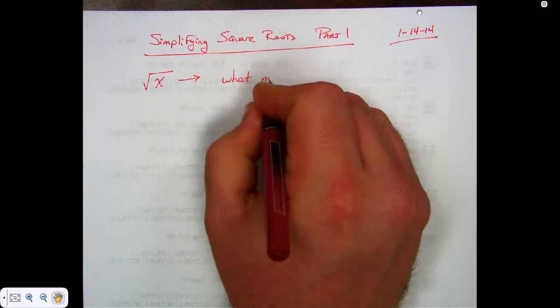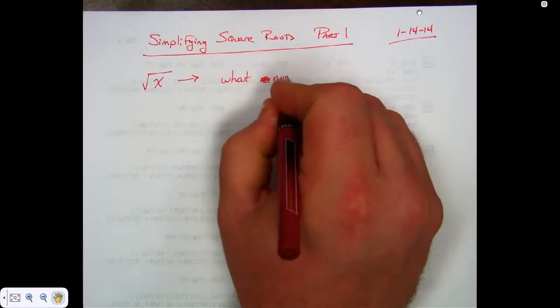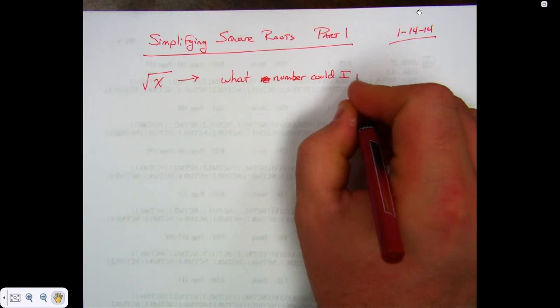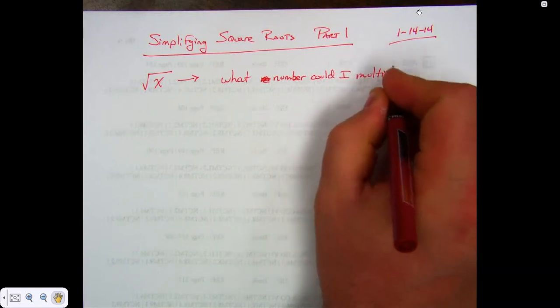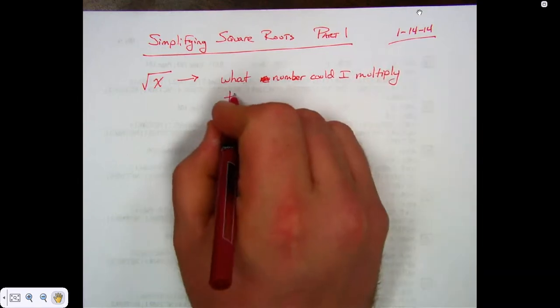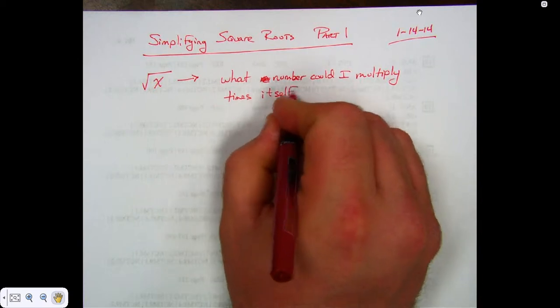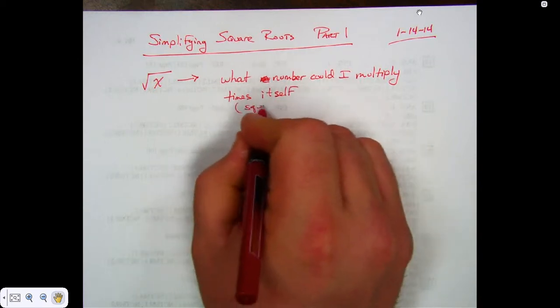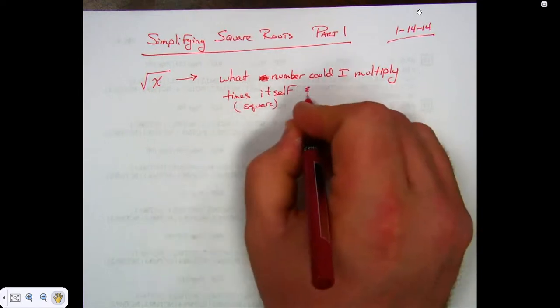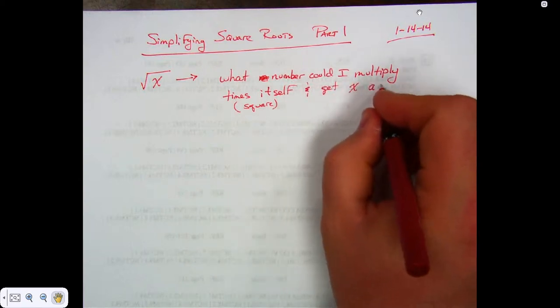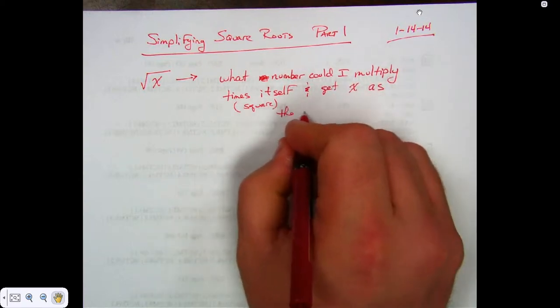what number could I multiply times itself, or square, and get x as the answer.